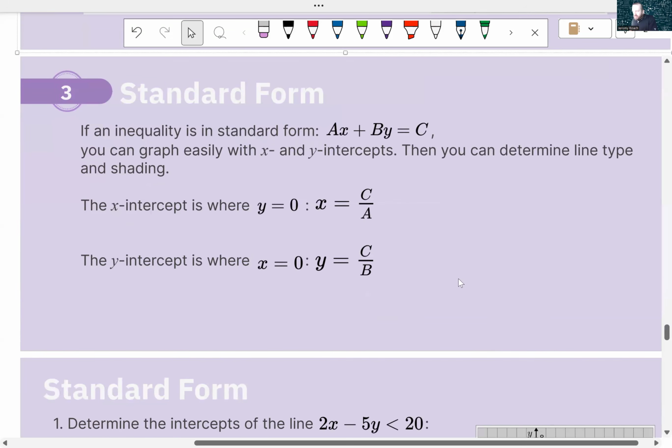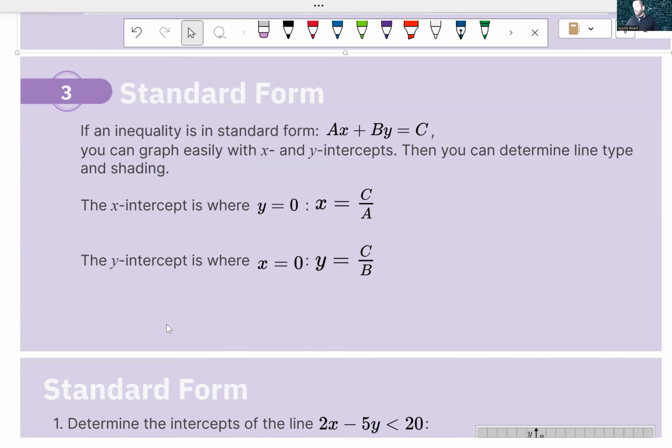Standard form is basically, these are some rules for standard form. I think that it's probably better for you to just realize to solve for what 1y is, and then you can figure out the x-intercept and the y-intercept. Even if you don't solve for what 1y is, you can plug in 0 for y to get the x-intercept.